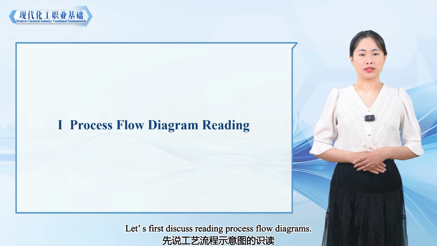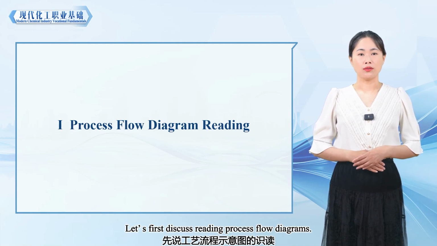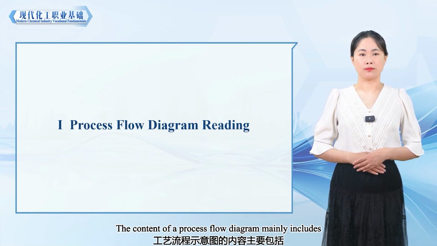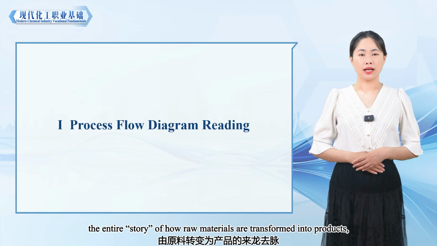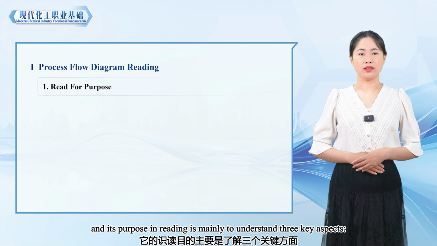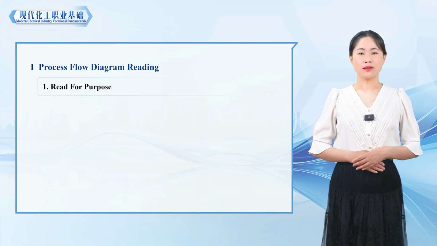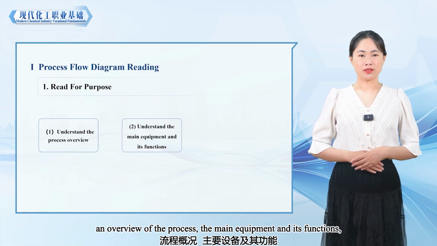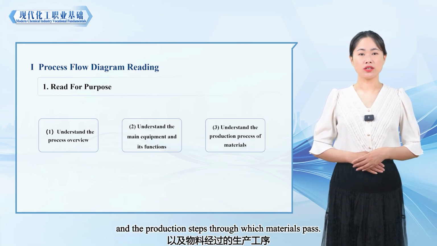Let's first discuss reading process flow diagrams. The content of a process flow diagram mainly includes the entire story of how raw materials are transformed into products, and its purpose in reading is mainly to understand three key aspects: an overview of the process, the main equipment and its functions, and the production steps through which materials pass.